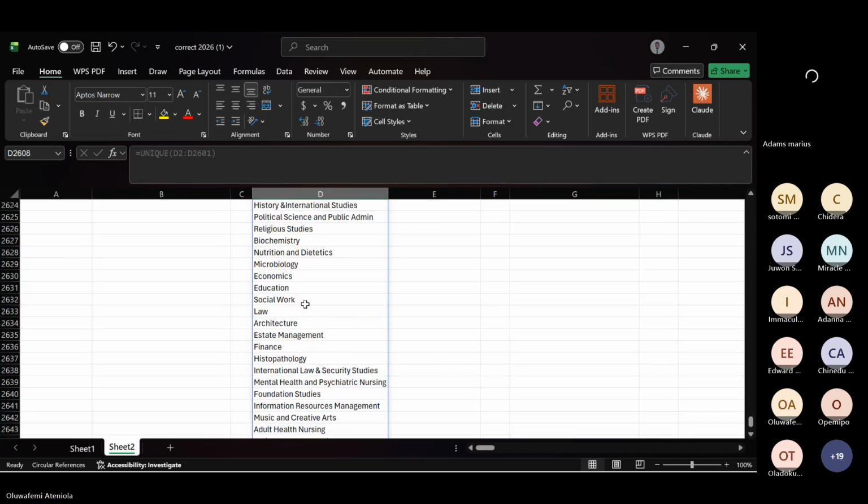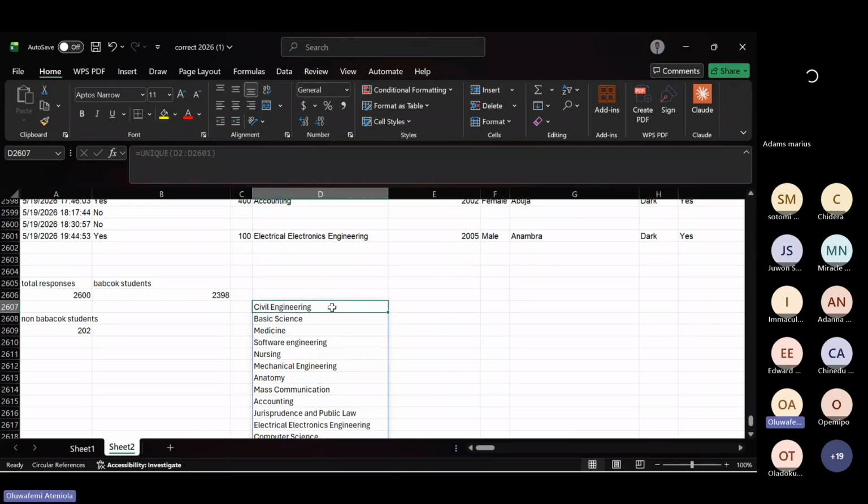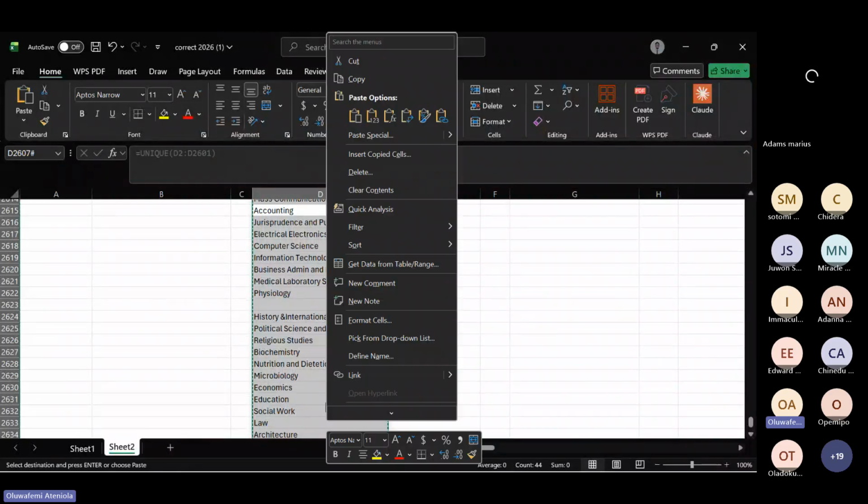we can see a list of our distinct departments. If you want to count how many people are from here, all you have to do is just paste this as a value. So we can Control A, copy all of this. Control A is me highlighting it, Control C, and then I paste them as values.